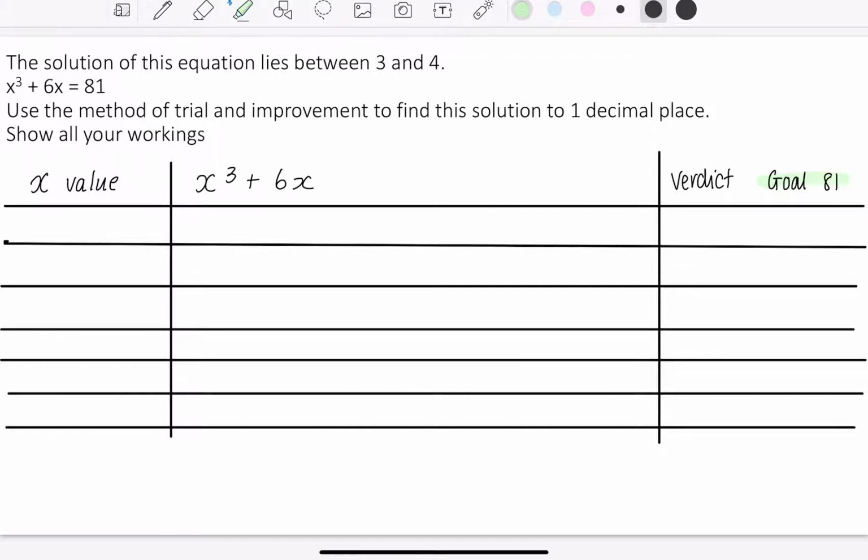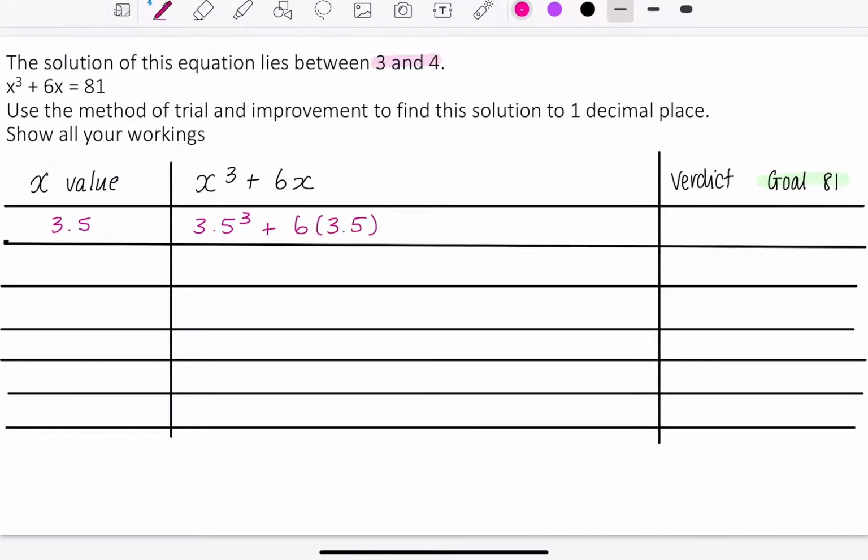So, as we know, the value is between 3 and 4. We can start exactly between that. Halfway between 3 and 4 is 3.5. For each of these, as these are calculator questions, I'm going to fill this in with my x value of 3.5, find an answer, and decide whether it is bigger, smaller, or would give me 81. So, I'm going to get 3.5 cubed, add 6 times 3.5.